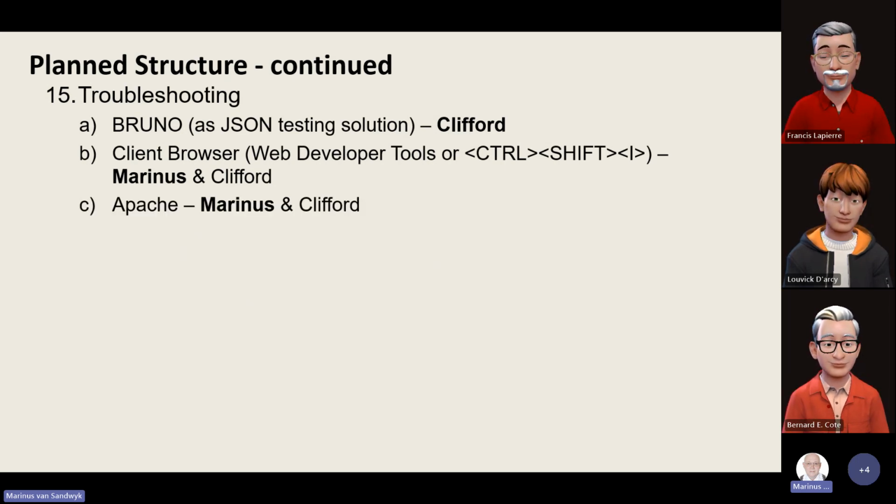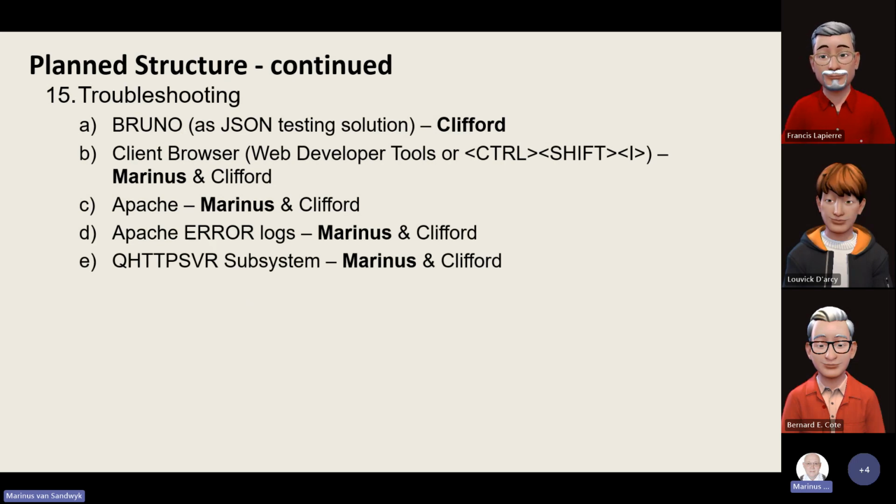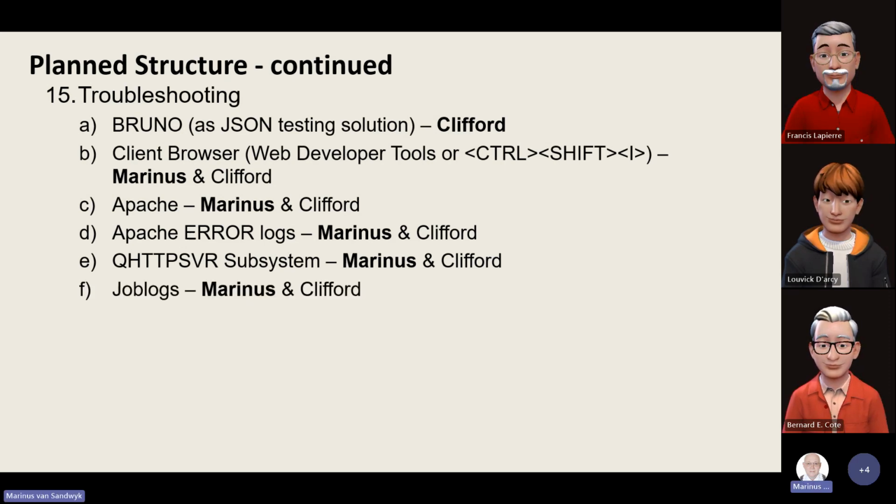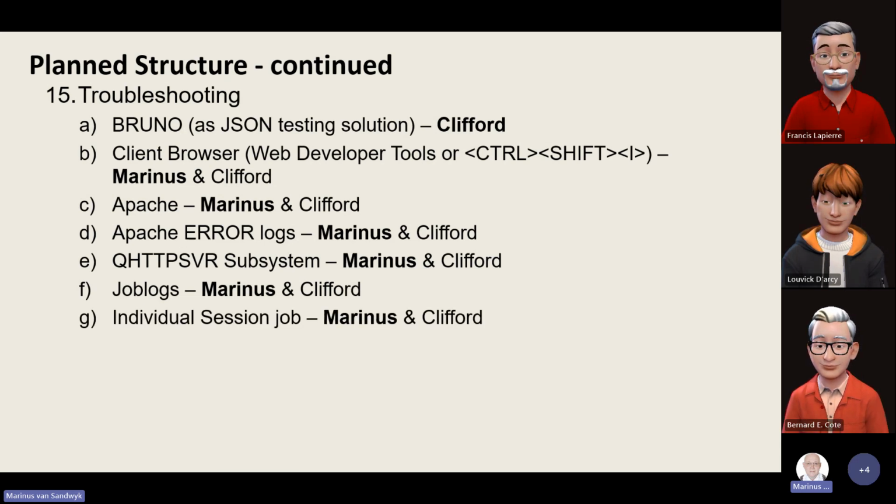I'll then look at the client browser and the developer tools. I'll then delve into Apache, and specifically how to start trawling your way through Apache and determining where things go wrong. The Apache error logs, then into the QHTTP server subsystem. Then looking at the job logs, and this is really to try and identify and help you and show you the locations of places where you will go and look for where things went wrong.